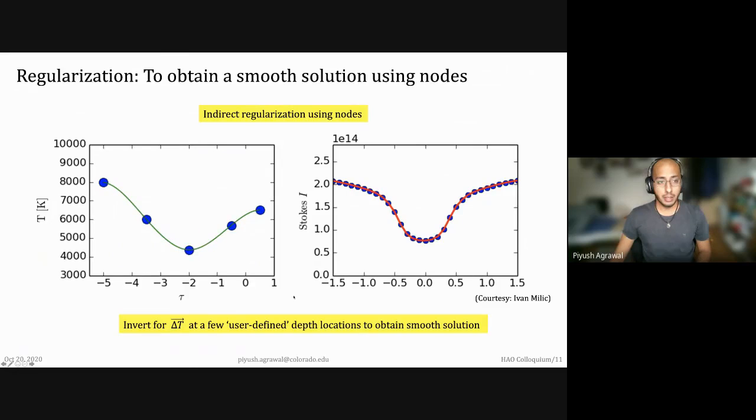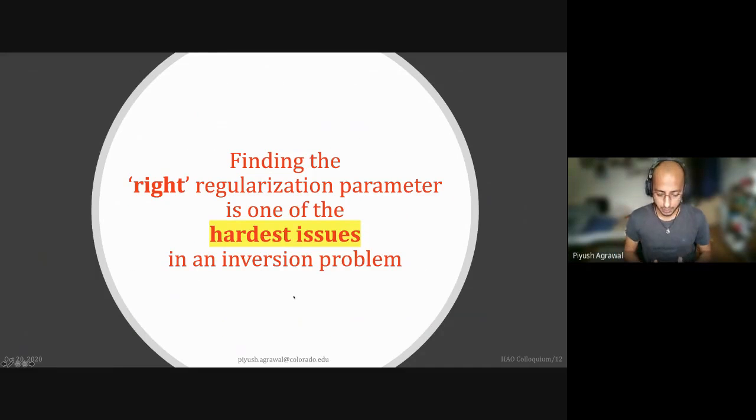One of the hardest problems in inversion is finding the right regularization parameter, or how to actually regularize your system.